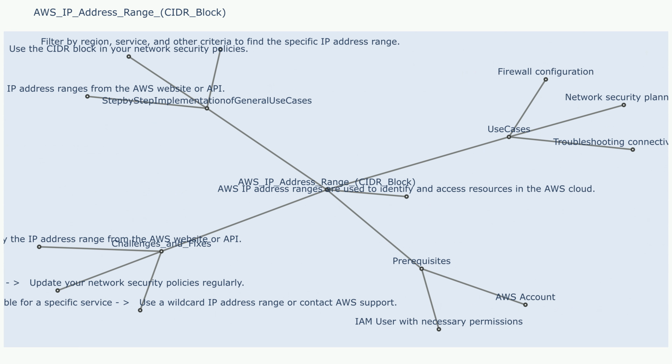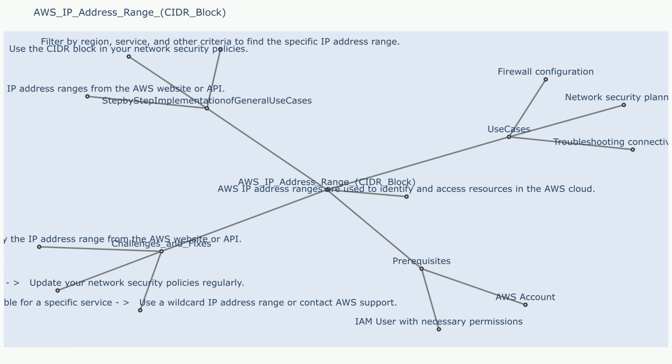Out-of-date IP address range. AWS services can update their IP address ranges periodically. Update your network security policies regularly. Periodically review and update your network security policies to reflect any changes in AWS IP address ranges.